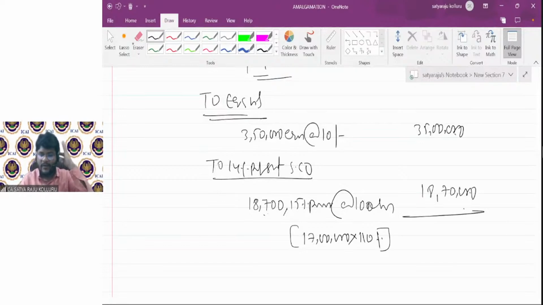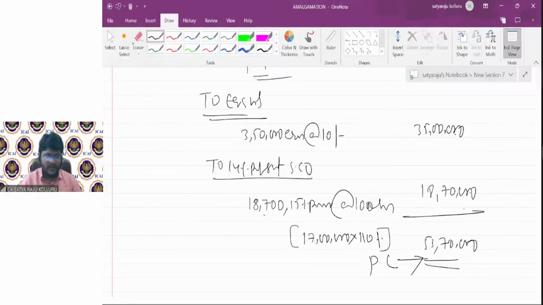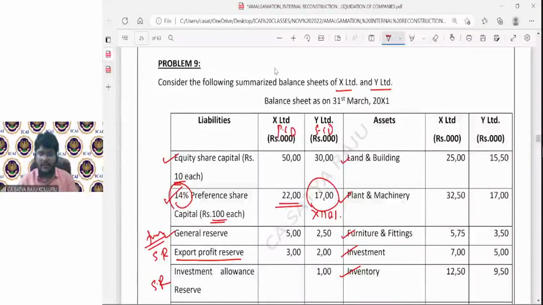If you add 35 lakhs plus 18 lakh 70,000, total is how much, guys? PC, 53 lakh 70,000. Am I right, guys? All of you? PC is 53 lakh 70,000 only. Yes, super. We have not yet read anything, we directly went to the calculation of PC.